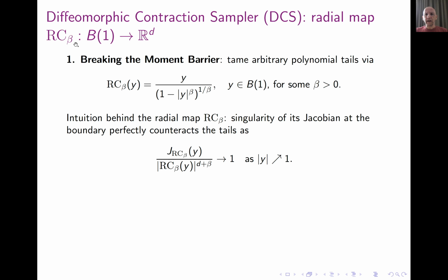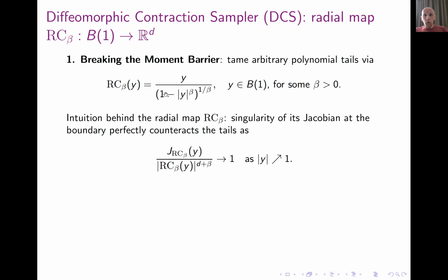Now to be more specific, how are we going to do this contraction? Here is an explicit formula of this contraction that depends on this parameter beta. But really the formula is not so important. What is important is that this contraction is going to be a radial contraction. You see, the length of y is going to be changed, and as the norm goes to 1, the length will go to infinity.